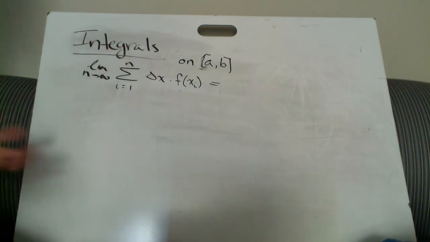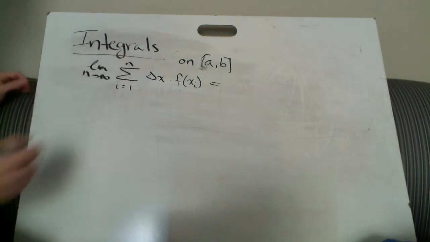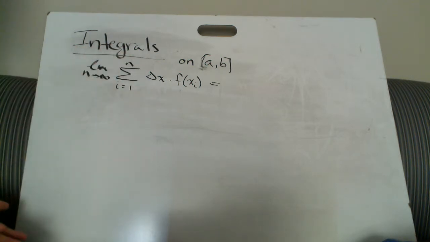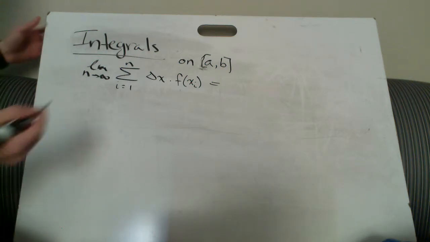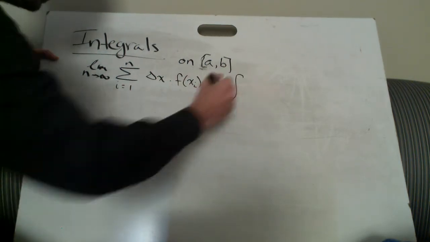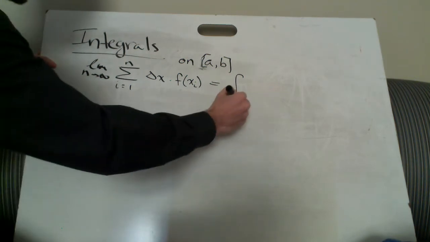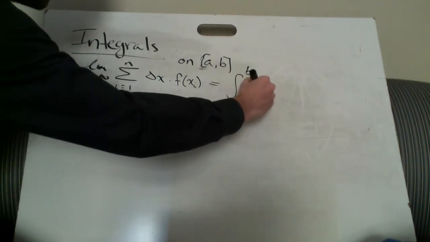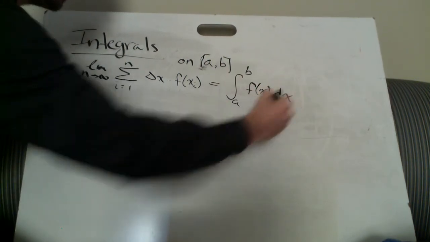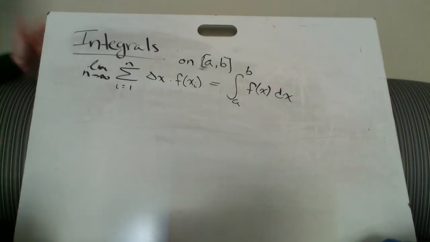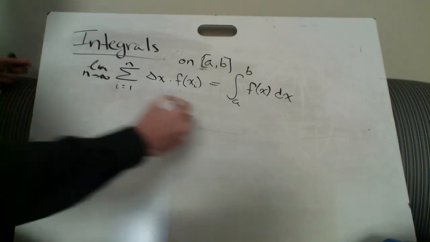D for delta, again, represents change in. This whole symbol here, this sigma, which is the Greek letter S, which stands for sum, now becomes another thing that looks like an S, also for sum. So we would write it as the integral from a to b of f of x dx. This is our new notation that we'll learn today. This is an integral.